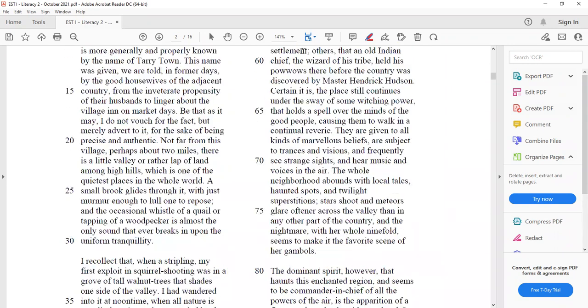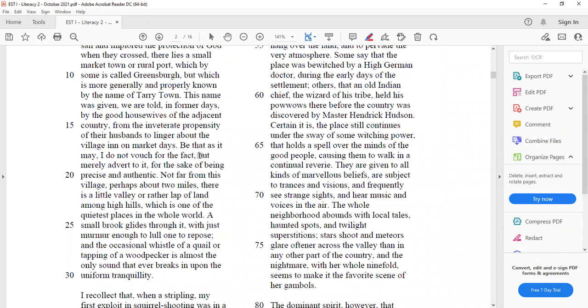I'm going to read the evidence for you, and we are going to do it together. The first evidence is from line 17 to 20, from "Be" till "authentic." Let's read it together. It says, "Be that as it may, I" (here "I" refers to the narrator) "don't vouch" (vouch here means support the fact, but merely advert, meaning pay attention to it) "for the sake of being precise and authentic."